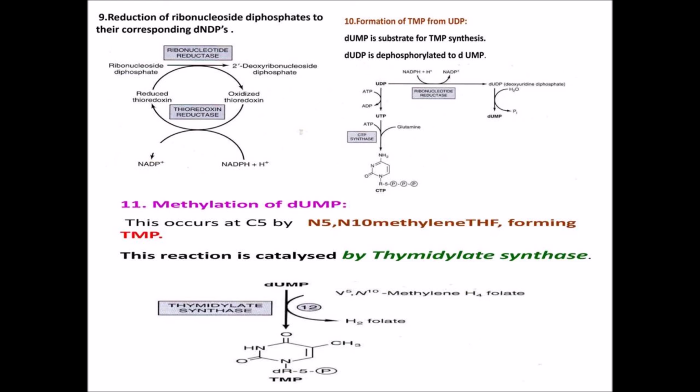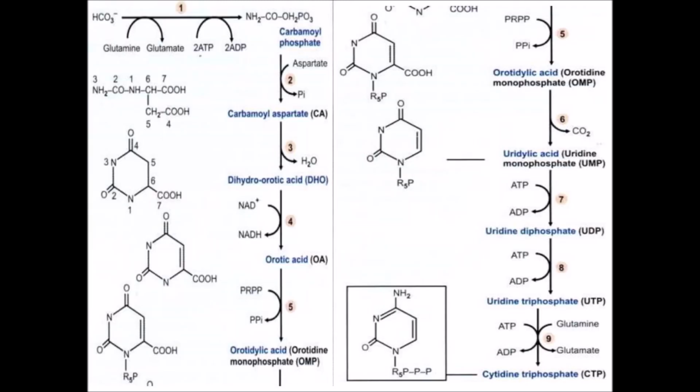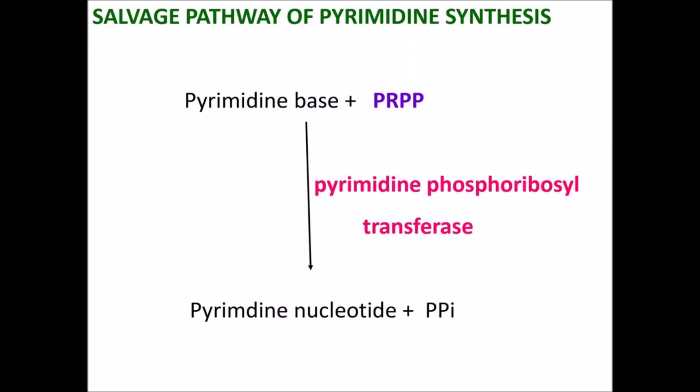The 11th step is methylation of dUMP. This occurs at the 5th carbon by N5,N10-methylene THF, forming TMP. This reaction is catalyzed by thymidylate synthetase. All these reactions are shown schematically. Here is also the salvage pathway of pyrimidine synthesis, that is, interconversion of pyrimidine base plus PRPP, by pyrimidine phosphoribosyl transferase, will form pyrimidine nucleotide plus inorganic pyrophosphate.